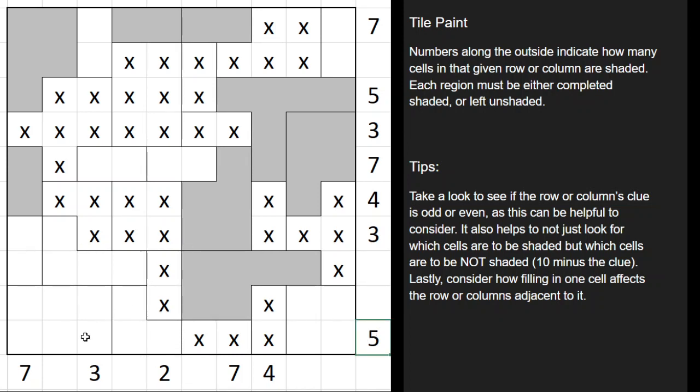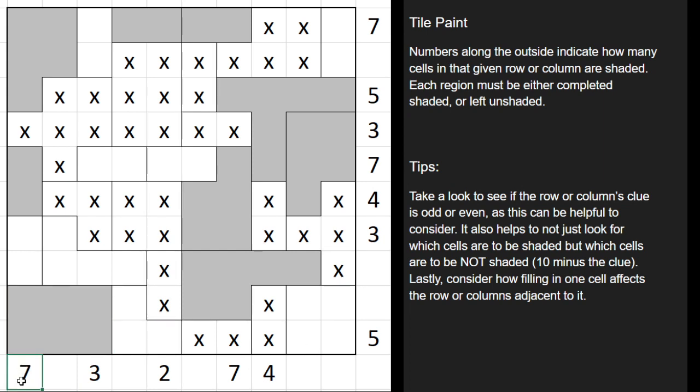This 5, though, we can solve, because if we think about it, we have 2. This is that even and odd tip here. So we have 2 2s and 1 3. So the only way to make a 5 is we need the 3 to be in it, right? Because if the 3 is not in it, we can only get 4. So this 3 needs to be shaded in.